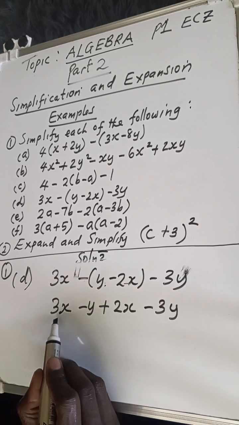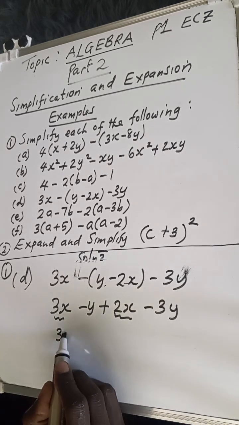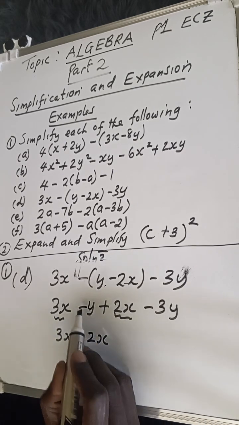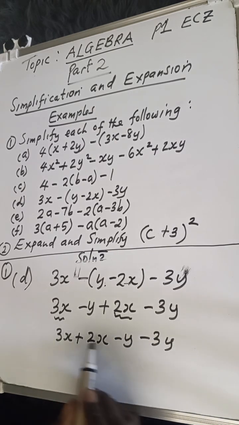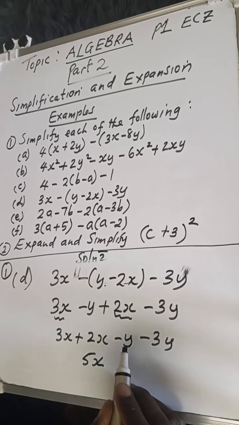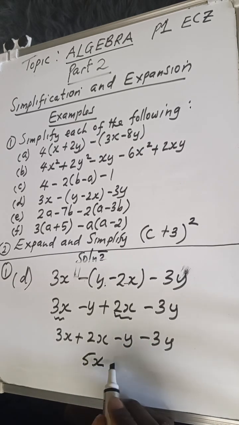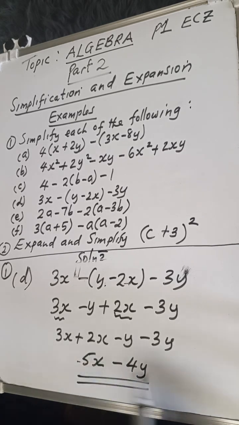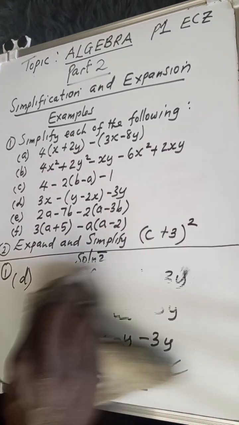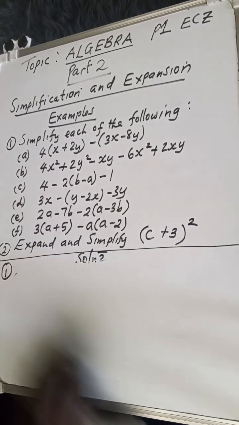Then collect the like terms. So this and that are like terms. So 3x plus 2x, and negative y minus 3y. What is 3x plus 2x? That is 5x. Same signs you add and just keep the sign. So it will be negative 4y. This is how far you can go. Remember, these are unlike terms, you can't add them. So we have simplified that expression. Okay, so that is what you can do when it comes to that. Right, let's move on to the E part.